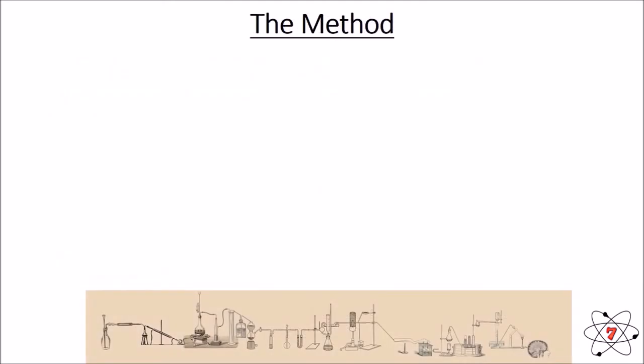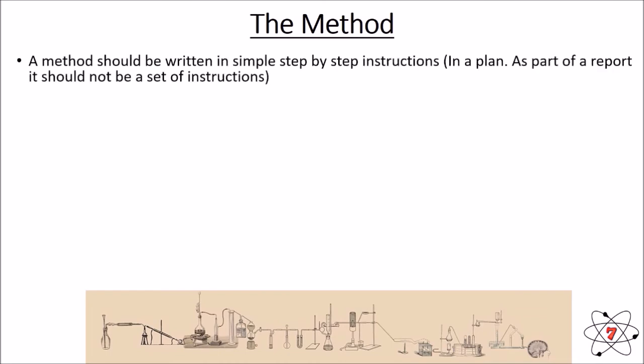So, we've got our aim, we've got a hypothesis, we've done a risk assessment. We need a method as well. The method is the instruction that we are going to follow. Methods should generally be written in simple step-by-step instructions. One point I need to point out here is this is true for a plan, when you are actually informing yourself or others what to do.